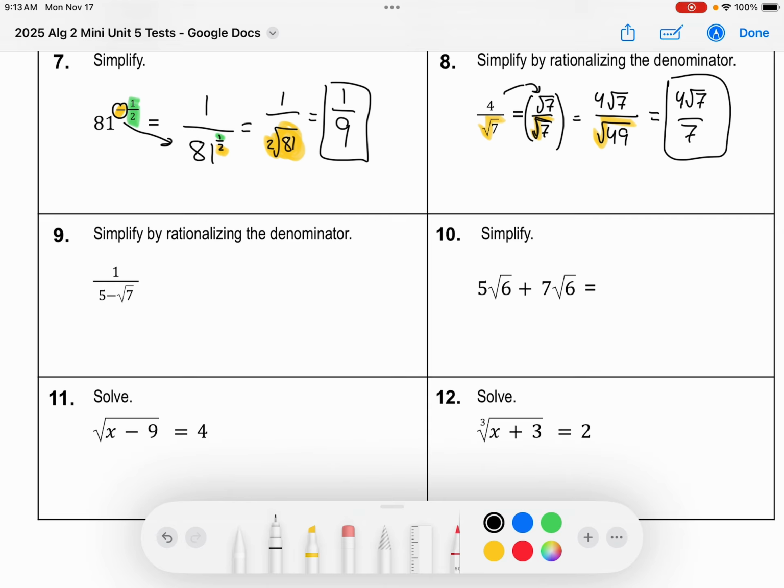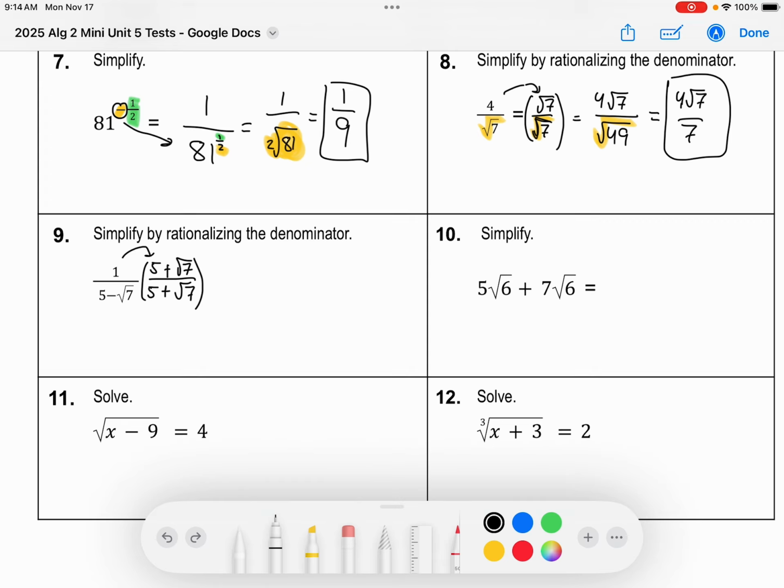So what we need to multiply by instead, since we have this 5 minus square root of 7, is we're going to use that 5 and the square root of 7, but we're going to change the minus to a plus. This is called the conjugate, where it's the same numbers, kind of the same values, but we're changing the sign from a minus to a plus. And if it was a plus here, then it would be minuses over here. But we're just kind of changing the symbol.